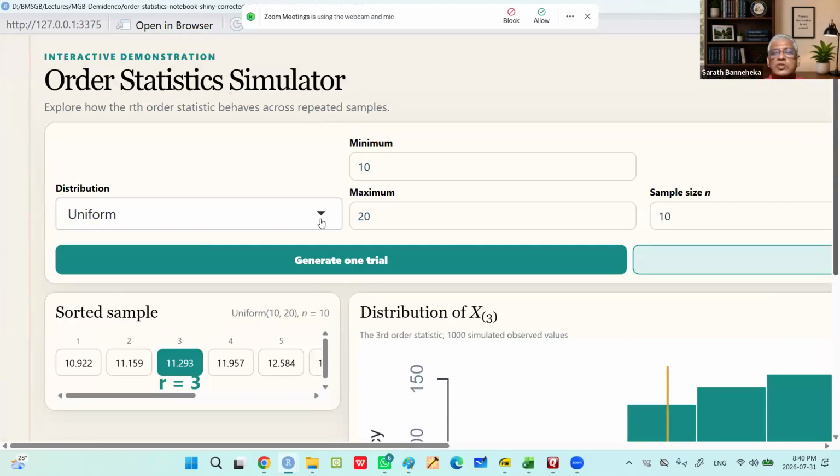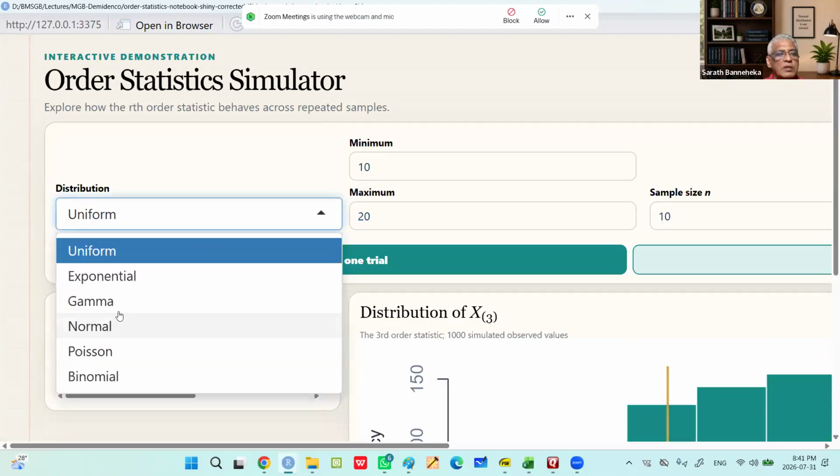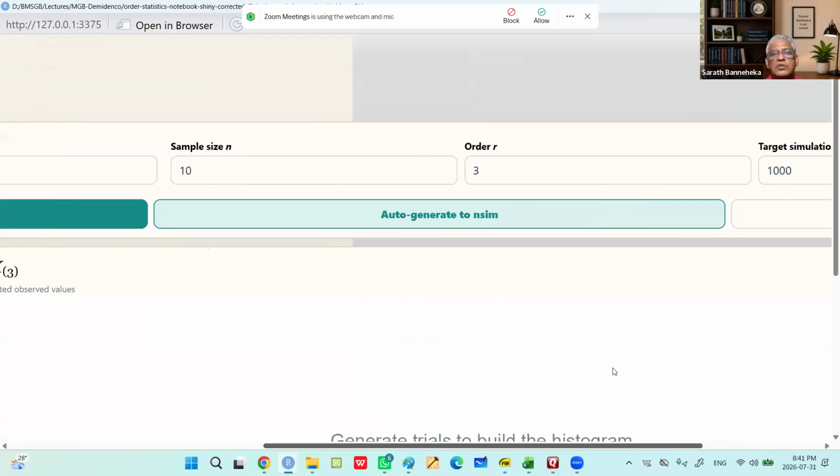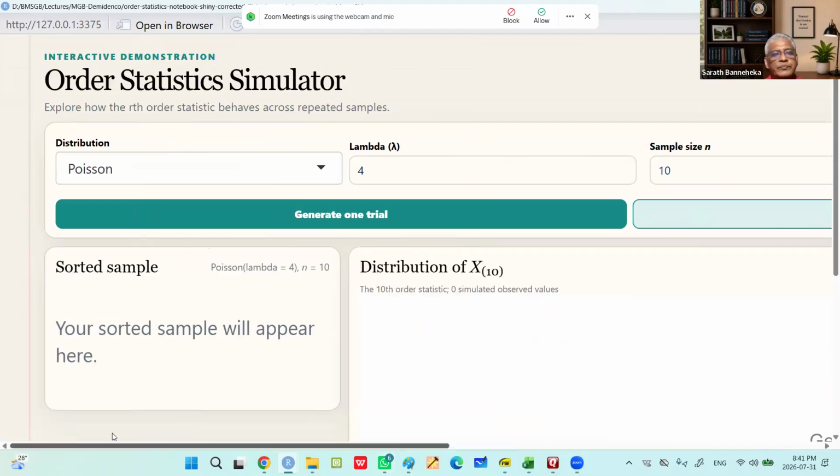Let's do this for some other distribution, like, say, a discrete Poisson distribution. So I will just consider a Poisson lambda equal to 4 distribution. Sample size I can change if I want, but I will just keep it as 10. I'm taking a sample of size 10. In this case, I will look at the 10th order statistic, the maximum. So let's generate data.